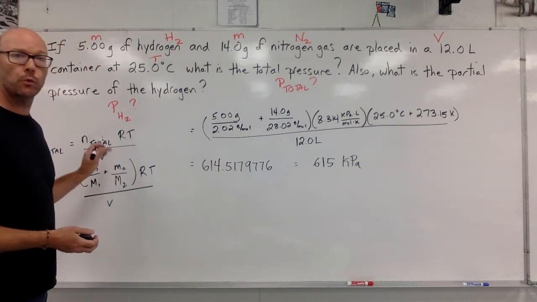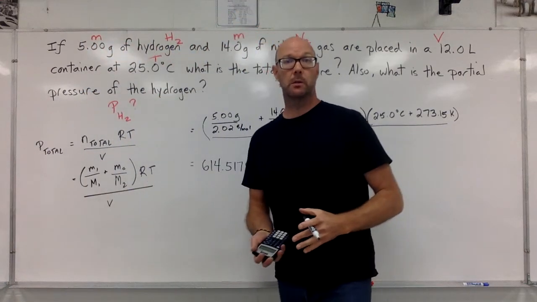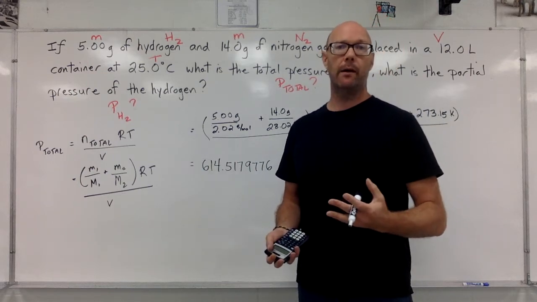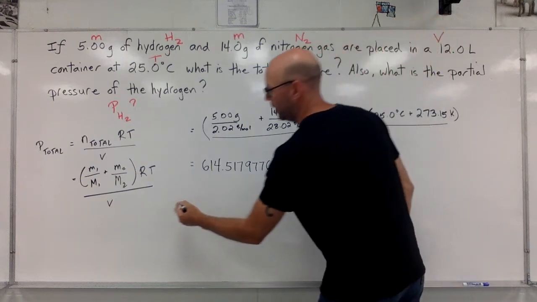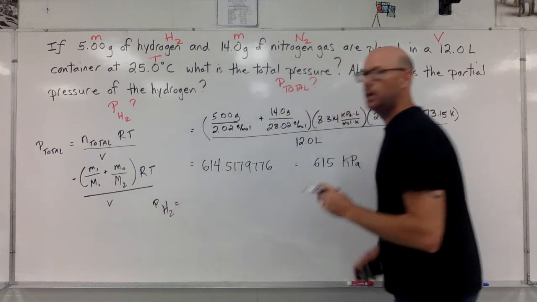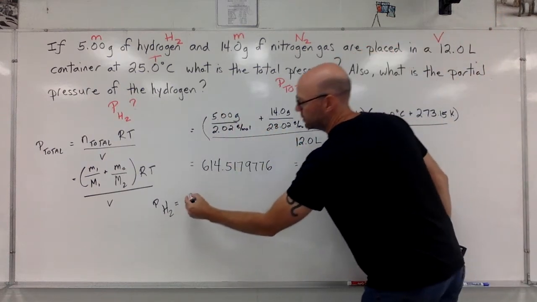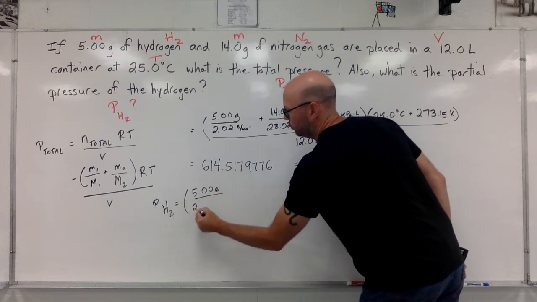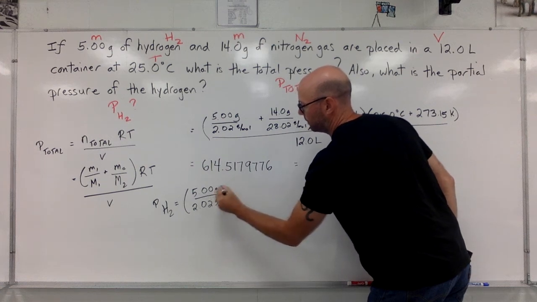Because it was the total pressure, we use the total moles. The pressure of just the hydrogen is going to be the moles of just the hydrogen. So it's going to feel a little bit repetitive. However, if we made it through the first part, the second part is almost already there for us. Just the hydrogen's pressure is going to be just the moles of the hydrogen, which is represented right here. It's this 5 grams over 2.02 grams per mole. That's grams.